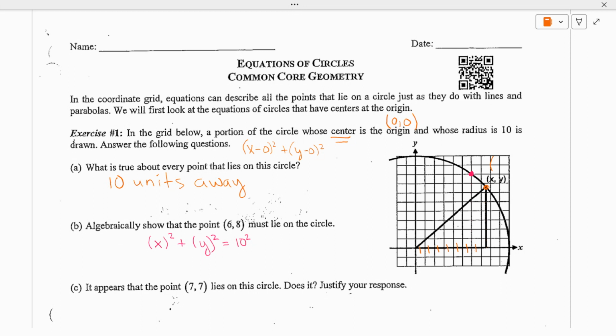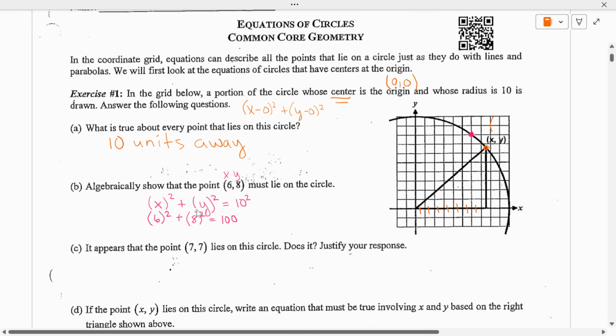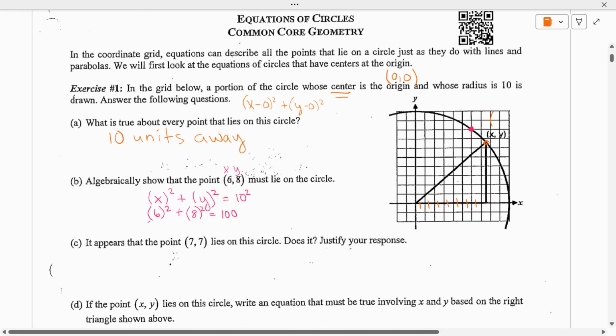That is nicely on the graph. Let's see. This is my x coordinate and this is my y coordinate. So I'm just going to plug it into the equation of my circle. 6 squared plus 8 squared better equal my radius squared, which is 100. Well, what is 6 squared? 36. And what is 8 squared? 64. And what is 36 plus 64? It's 100. So 100 equals 100.